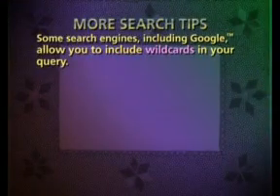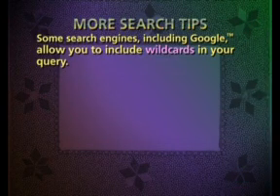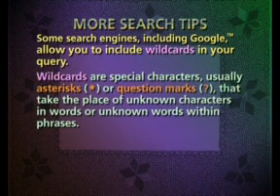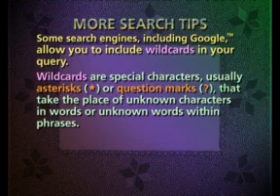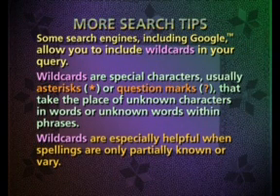Some search engines, again including Google, allow you to include something called wildcards in your query. Wildcards are special characters, usually asterisks, but sometimes question marks, that take the place of unknown characters in words or unknown words within phrases. Wildcards are especially helpful when spellings are only partially known or vary.